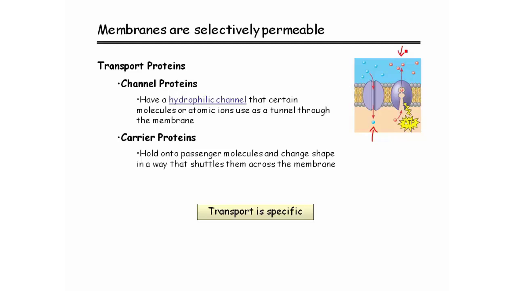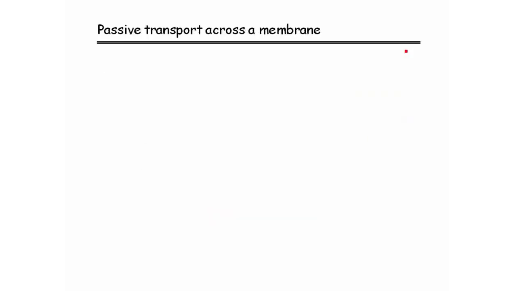Now that we know some of the proteins that will help molecules get across the membrane, we want to just talk about molecule movement in general. The first category of transport that we're going to cover is what we would call passive transport. And passive transport across a membrane is characterized by the fact that it does not require energy.